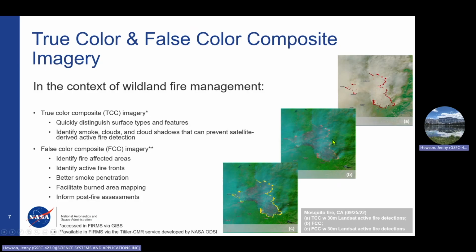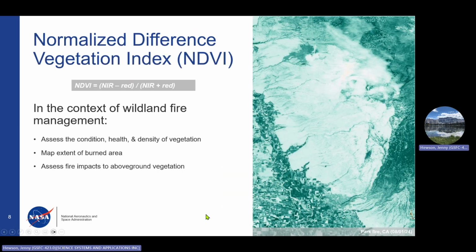It provides much better smoke penetration, as you can see, facilitates burned area mapping and informs post-fire assessments. And just to note, this is the Landsat 30-meter active fire data on top of the false color composite. The normalized difference vegetation index, NDVI, a very common index, can be used to assess condition, health, and density of vegetation, as well as mapping extent of burned areas and assessing fire impacts to above ground vegetation.